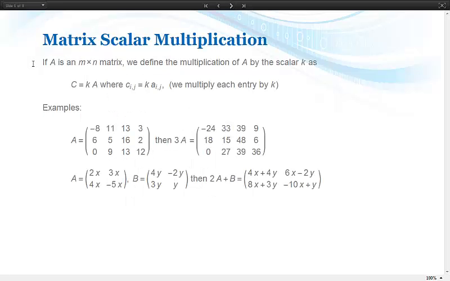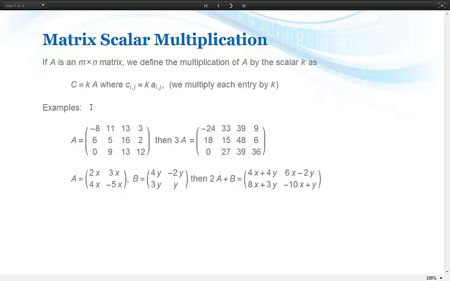We can also multiply a matrix by a scalar just as we multiplied vectors by scalars. So if A is an m by n matrix, we define the multiplication of A by the scalar or real number k in the following way. If C is the matrix that results when we multiply the matrix A by the scalar k, then all we do is multiply each entry of A. So the ijth entry of C is k times the ijth entry of A, just like we did for vectors.